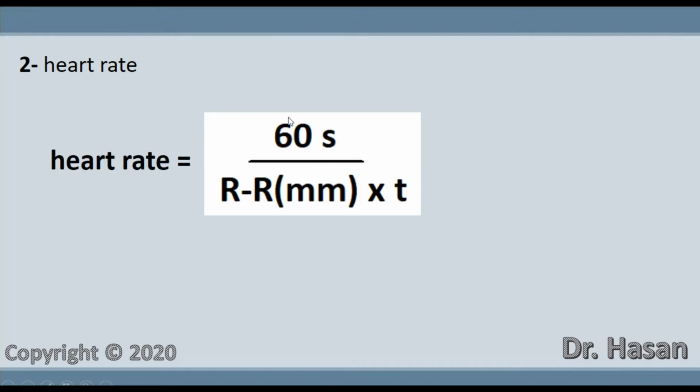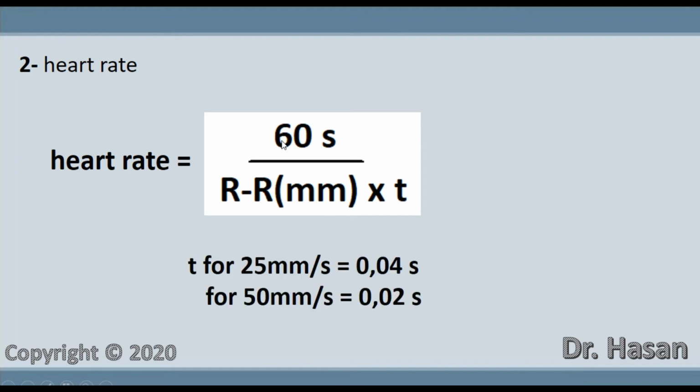Heart rate is equal to 60 divided by RR in millimeters times T, where 60 is 60 seconds. RR is the distance in millimeters between two R waves. T is the duration of a small cell of the ECG tape. At a speed of 25 millimeters per second, T is equal to 0.04 seconds. At a speed of 50 millimeters per second, T is equal to 0.02 seconds. Normally, the heart rate is from 60 to 90 beats per minute.